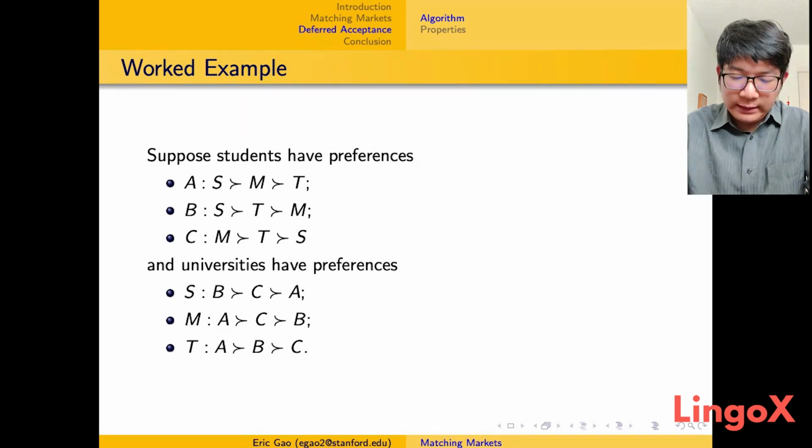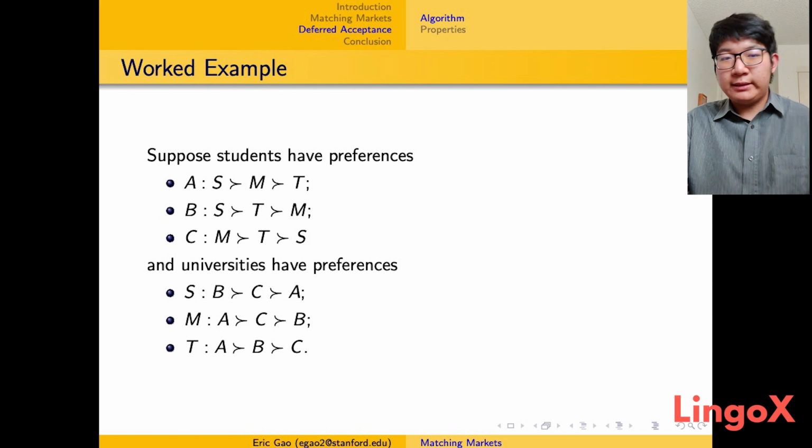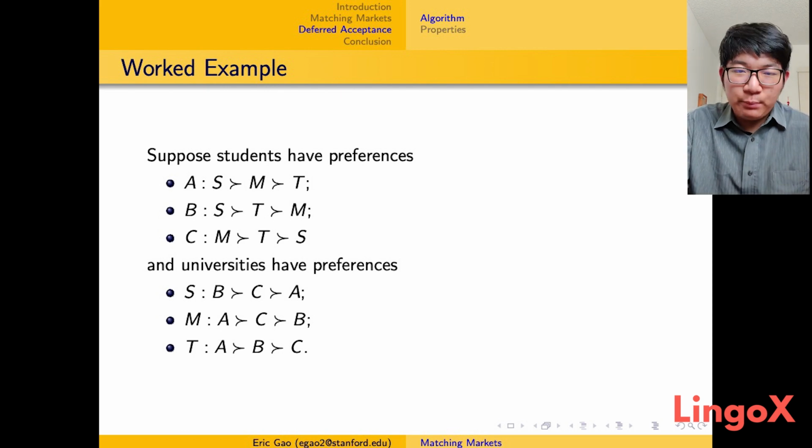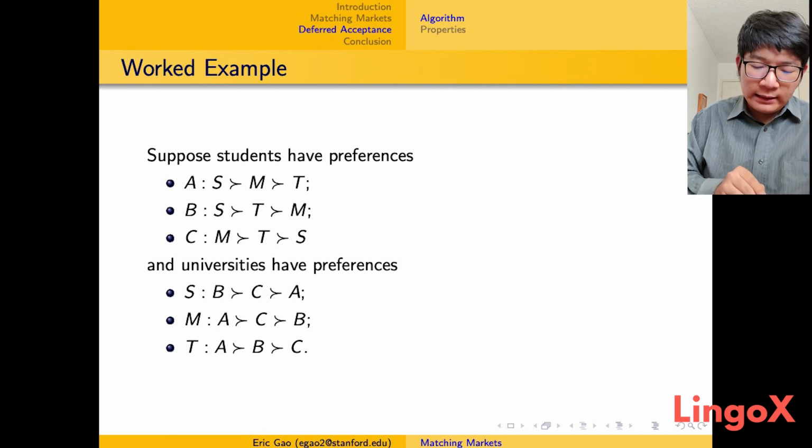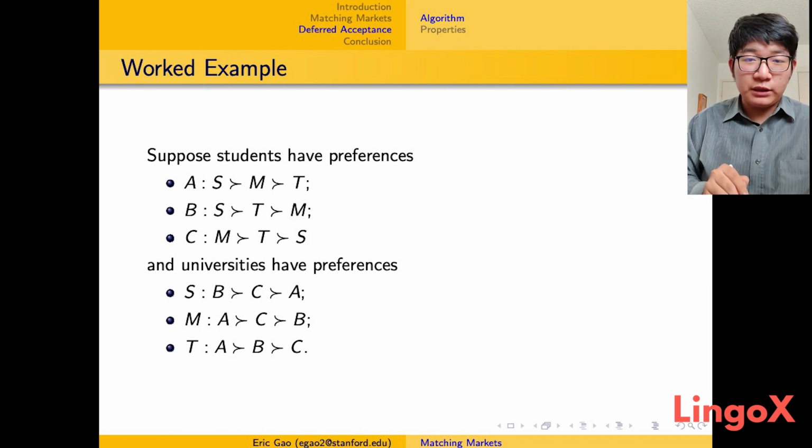Okay, so next we'll go through a worked example. Suppose there are students A, B, C, maybe call them Alex, Bob, and Carl. And then we have universities S, M, and T, maybe like Stanford, MIT, and Tsinghua. And these are preferences. Once again, what this represents is that Alex likes Stanford more than MIT more than Tsinghua. Bob likes S more than T more than M. And Carl likes M more than T more than S.